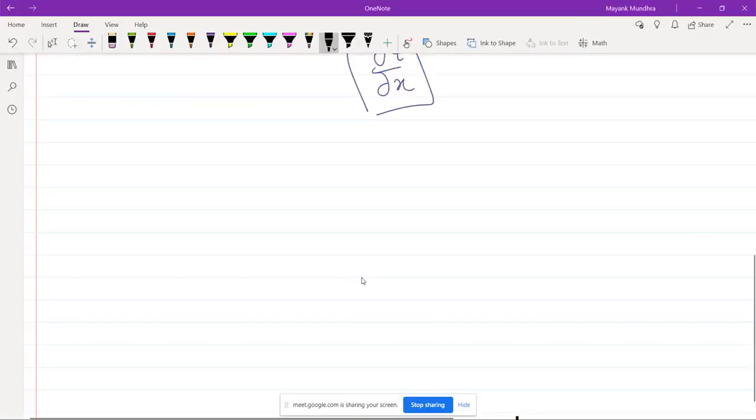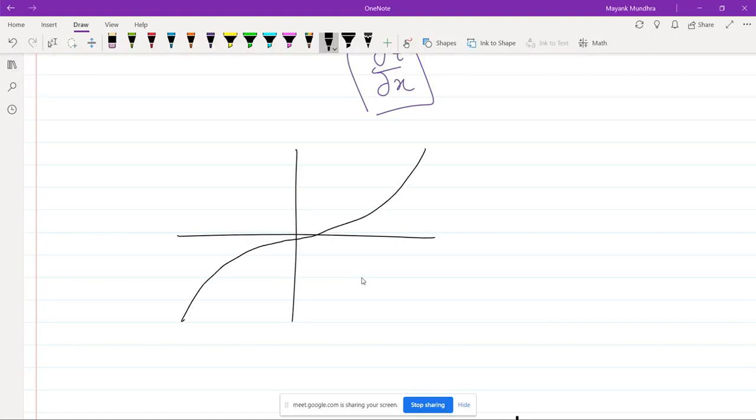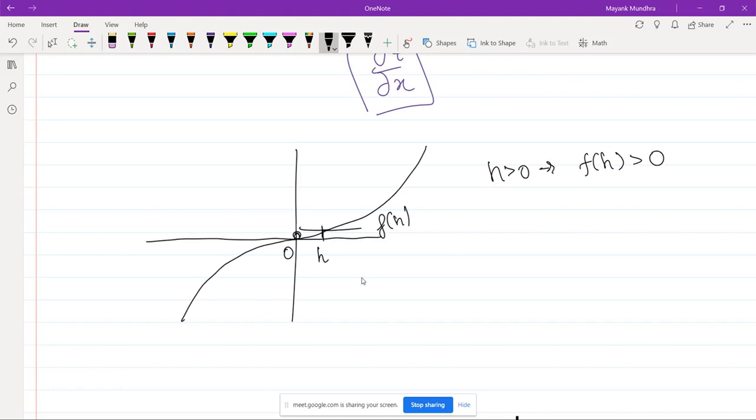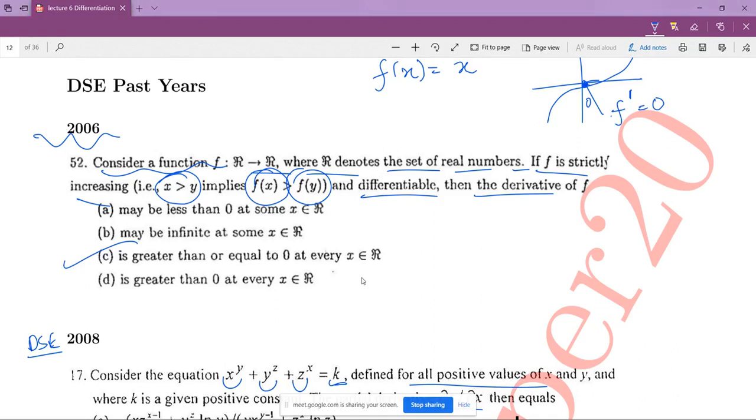For any point to the right of 0, if this is your function x cube, the functional value must be strictly greater than 0. So this is 0, this is any point h, and this becomes f of h. Now if h is greater than 0, this implies f of h will be greater than 0. So the condition of strictly increasing is satisfied for all points to the right.